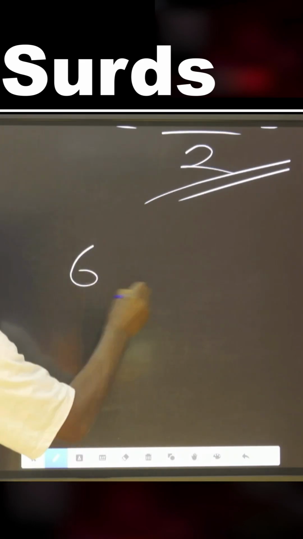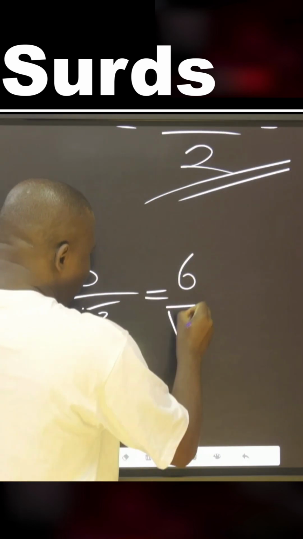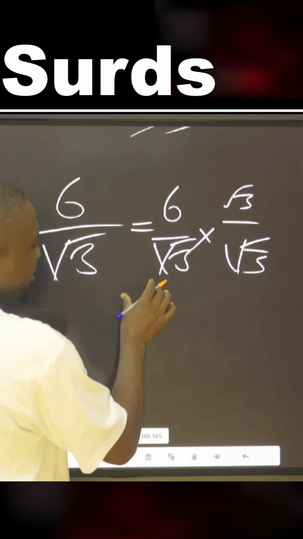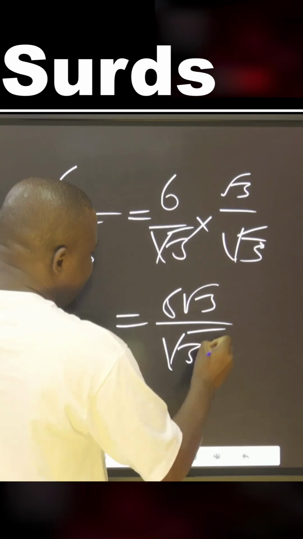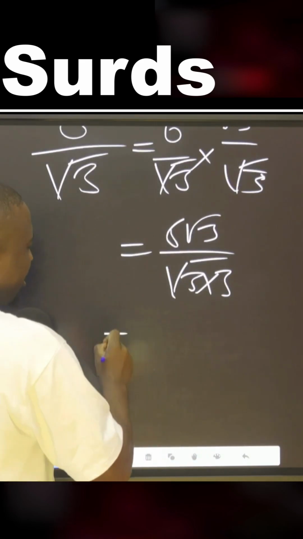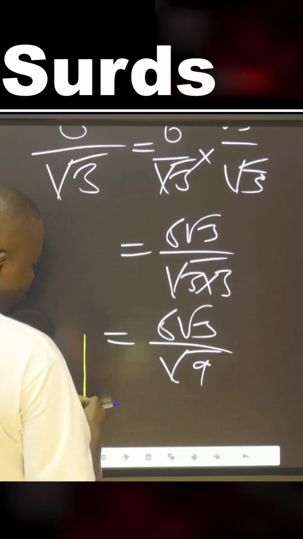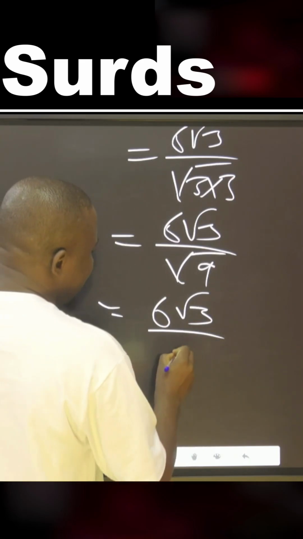What if you have 6? You agree with me? This will be 6 over square root of 3 multiplied by square root of 3 over square root of 3. Okay? Which is 6 square root of 3 over square root of 3 multiplied by square root of 3 equals 6 square root of 3 over square root of 9. Which is equal to 6 square root of 3 over 3.